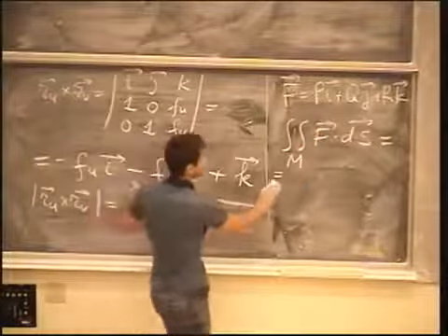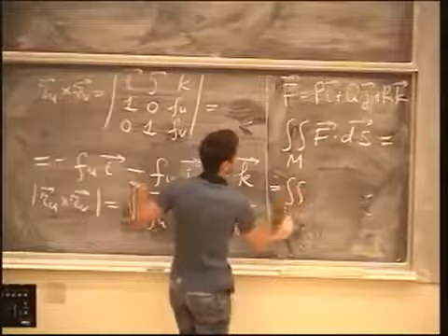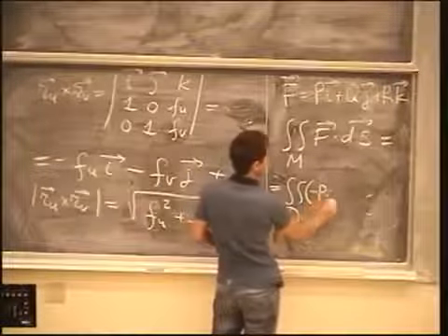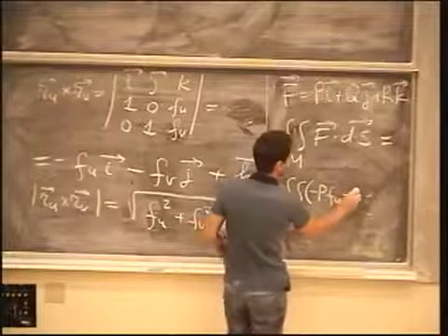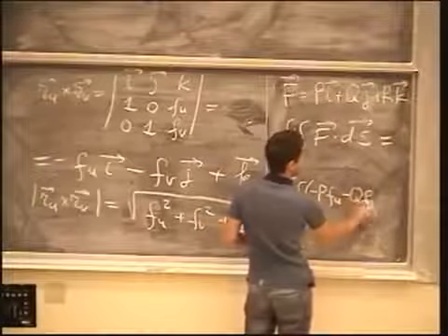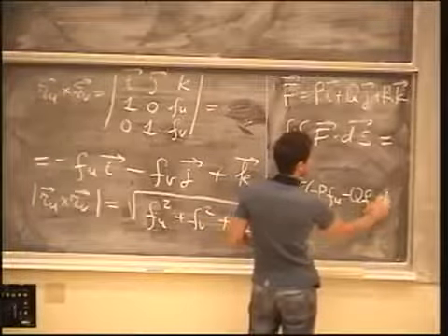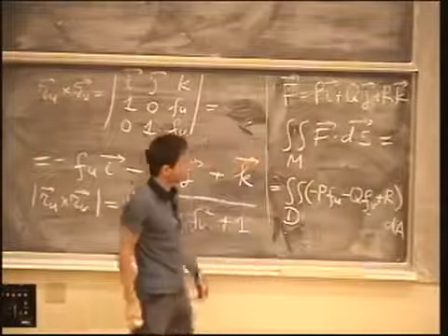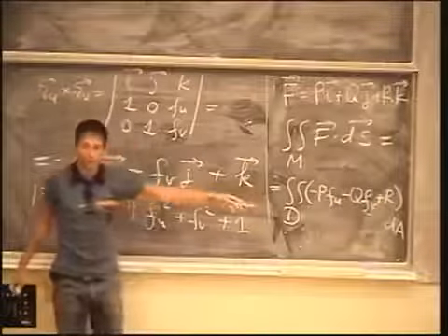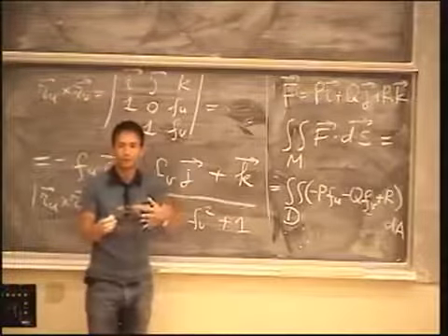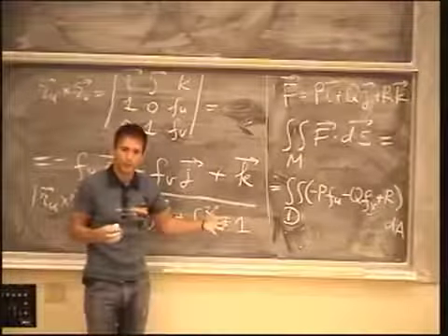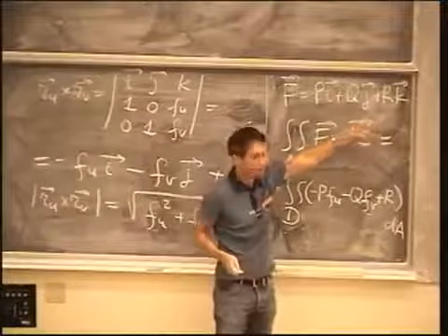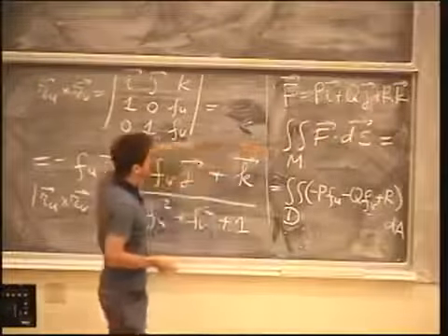And so what do we get? That's going to be the integral over D of minus P f sub u minus Q f sub v plus R, times dA. Very explicit formula. If you have to do a problem like this, you're given everything you need. You are given a vector field, P, Q, R. You are given your parameterization.